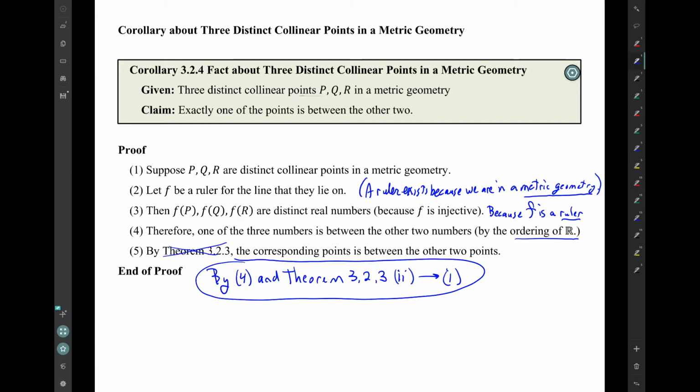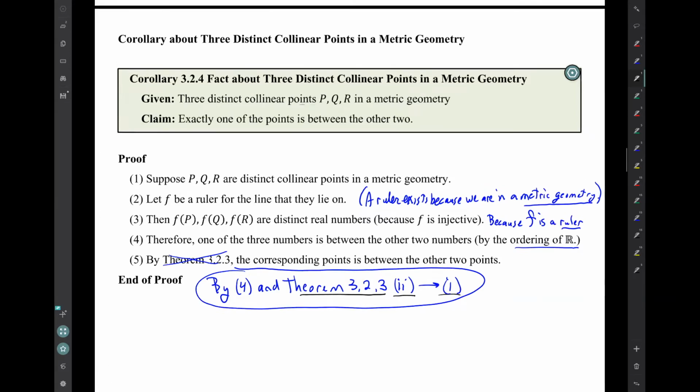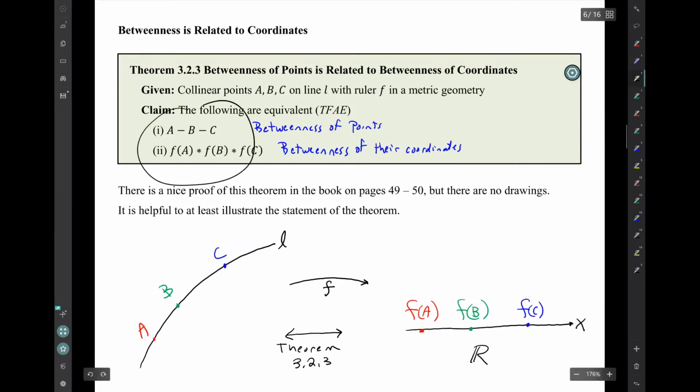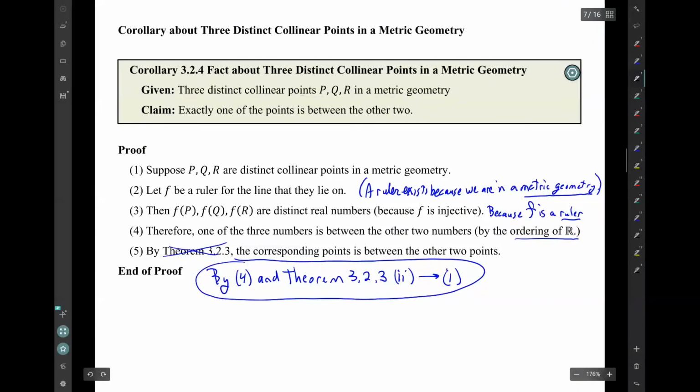First of all, we use statement 4. We knew something about the betweenness of the coordinates. And then we used theorem 3.2.3 in this direction. We knew that 2 was true, and so the theorem allows us to say that 1 is true. So when you use an equivalence theorem like this one in a proof of some other fact, you always need to cite the theorem number, but also say how it's being used. Let's go on.